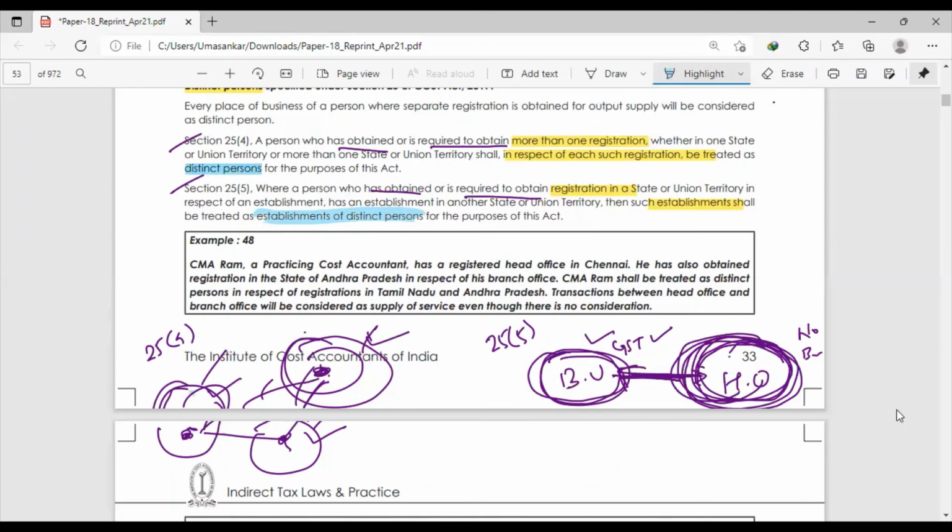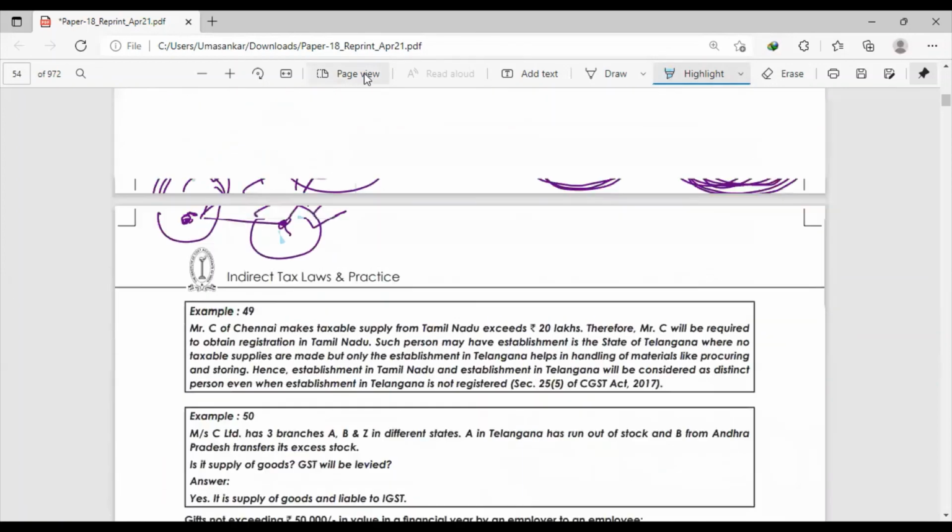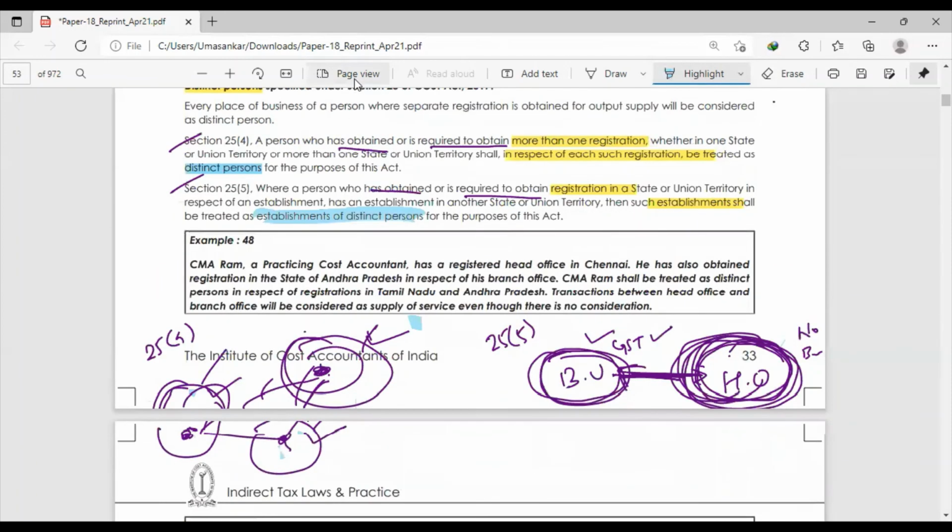So all registered units are called distinct persons, but if you have a unit which is unregistered or where no business activity is taken, that relationship we can call establishment of distinct person. Okay, we'll take an example to better understand this.